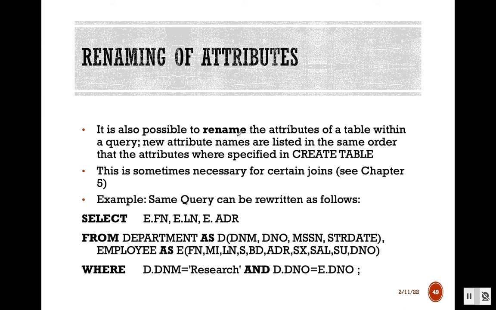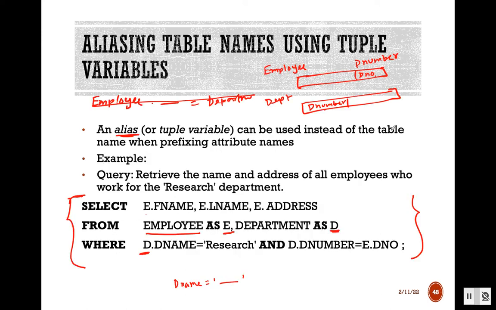It is also possible to rename the attribute name within a query. We have to remember that the scope of this name of the table is very temporary, and the scope is only this query. It's just a temporary name, and this name will exist only when we execute the query, within the scope of the query. So it is not permanently changing the employee table's name.